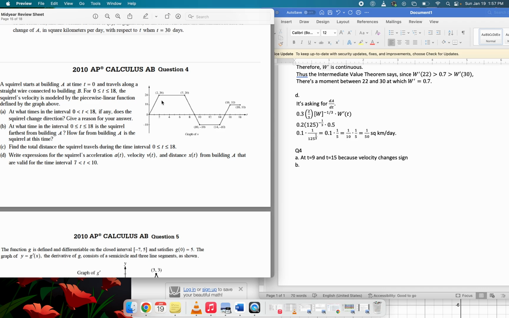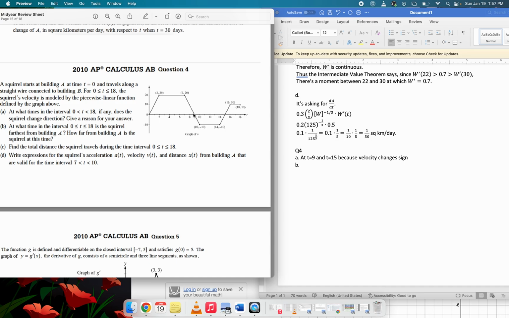So basically, the squirrel moves a whole bunch to the right, okay, this big area here. Then it moves somewhat to the left, a little bit to the left, and then it moves somewhat to the right, a little bit to the right. So when is the squirrel furthest from building A? I would say right here. Because it moves a whole lot away from the building. You know what I mean?